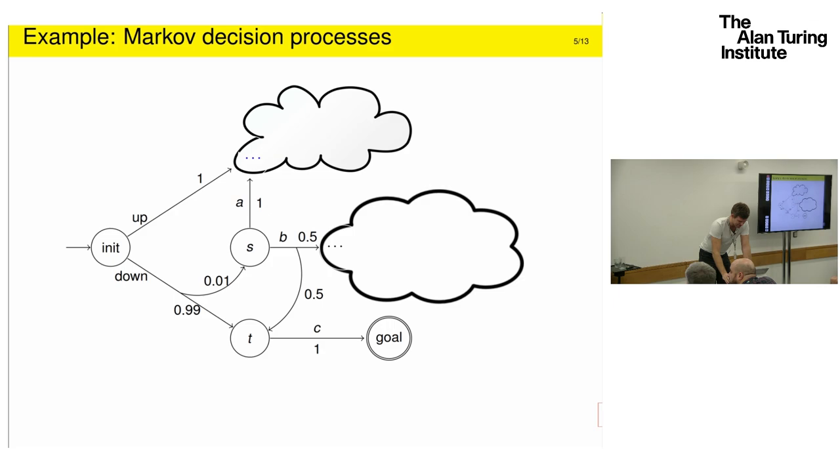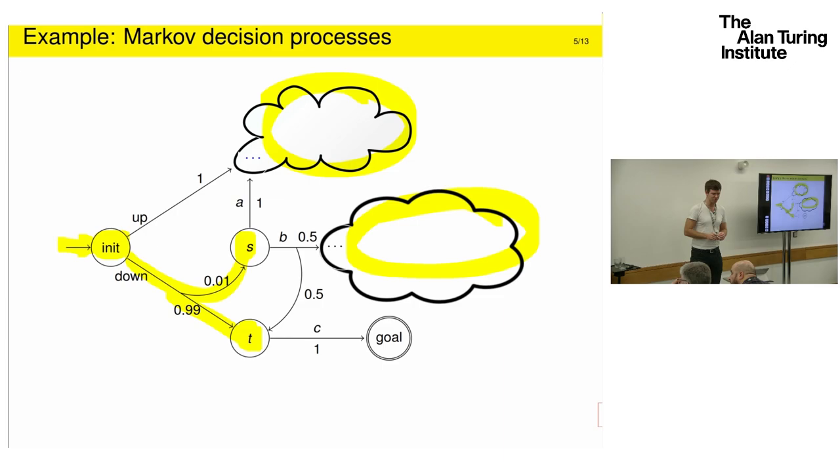What we have here is an automata-style picture where there is an initial state over here, and we have two actions that we can take. We can either go up or we can go down. If we choose to go down, then with 1% chance we end up in S, and with 99% we end up in T. If we end up in S, we can choose from A and B, and so on and so forth. Now, what are these clouds over here? These are just billions of other states that I was too lazy to draw and unable to fit into the picture. These may be very complicated and very large parts of the system. This is the behavior of the system: we choose an action, and with a certain probability you end up in each of the successors.